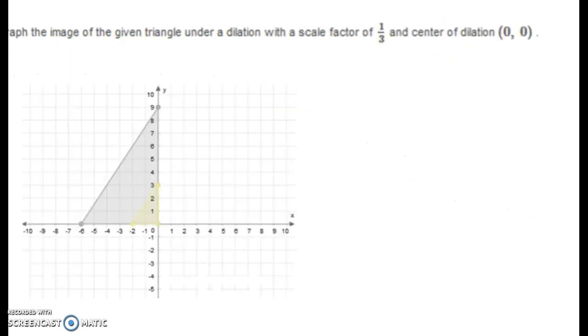Let's try another one. Kind of got cut off here, but it says graph the image of the given triangle under a dilation with a scale factor of 1/3 and center of dilation at 0, 0. All right, when you're doing a scale factor, you're multiplying it.